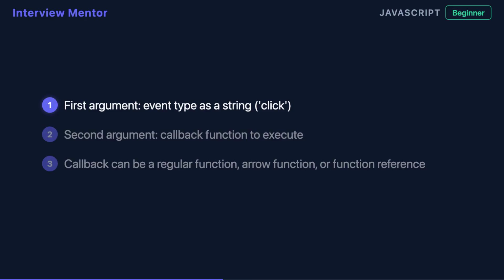The first is the event type as a string, in this case the word click. The second argument is your callback function, which is the code that runs when the button is clicked. You can pass a regular function, an arrow function, or even a function reference.